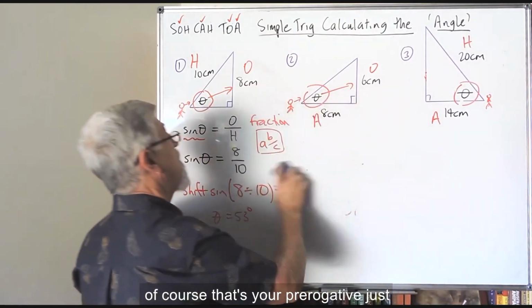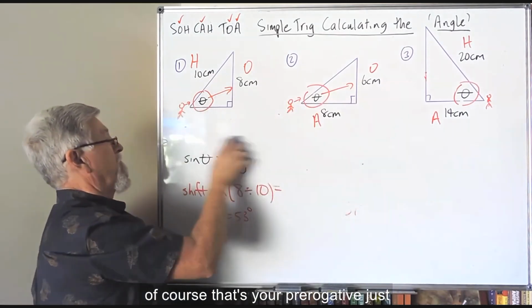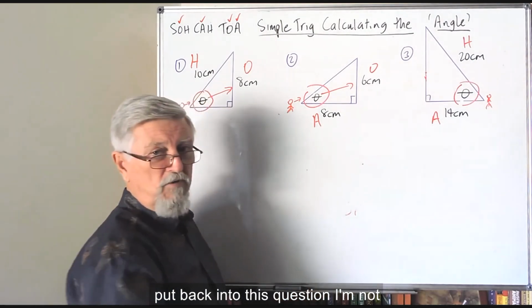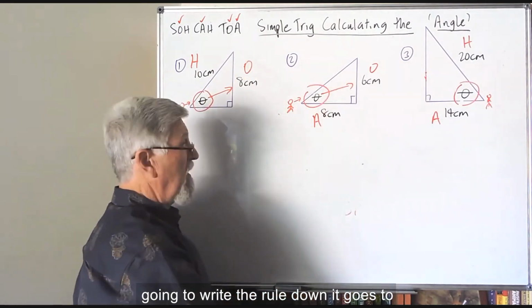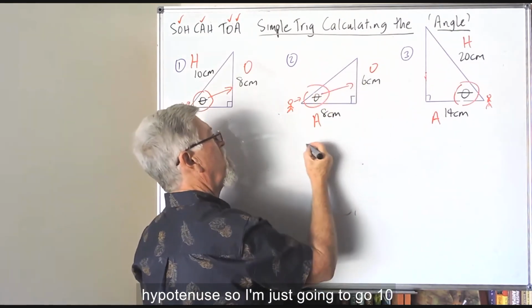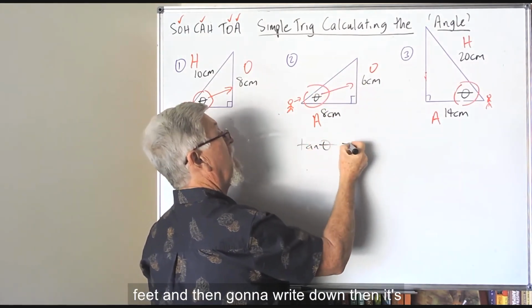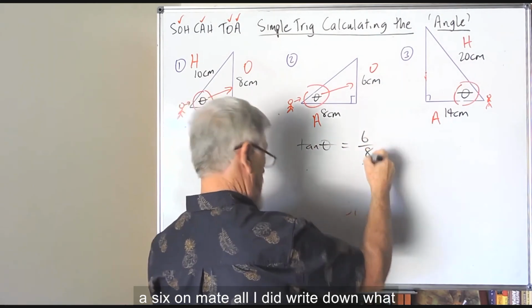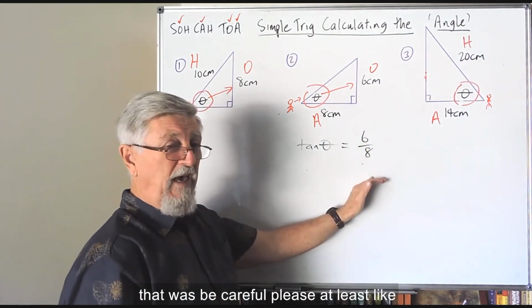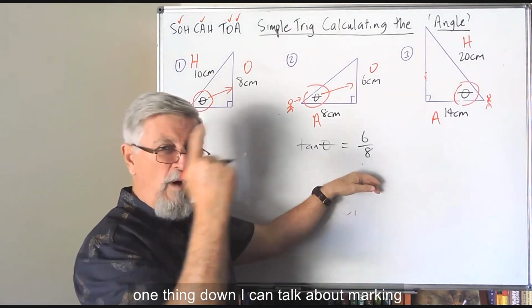If you want to turn it off, of course that's your prerogative. I want to show you how quickly I could do this question. I'm not going to write the rule down. It goes to the right angle. It doesn't have the hypotenuse, so I'm just going to go opposite over adjacent, tan theta, and write down that it's a 6 on 8. Be careful, please at least write one thing down.